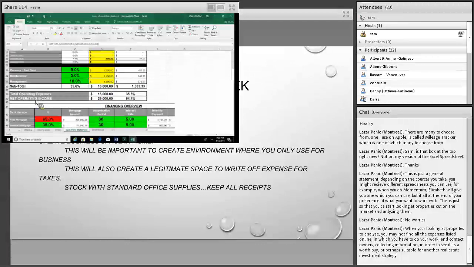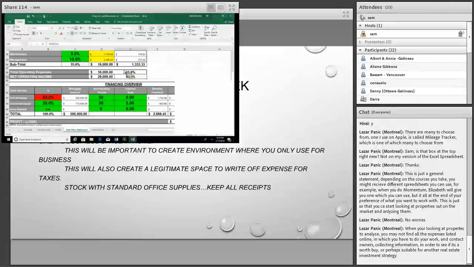Now, let's go to net operating expense and net operating income. We see the net operating expense is 35%. Net operating income is 64.4%. That amount is great. We'd like to see that net operating income higher than the net total expense. Typically, you're going to see that split a little bit more even, maybe a 40 or 45. It depends on the property, but we'll stay with this for now.